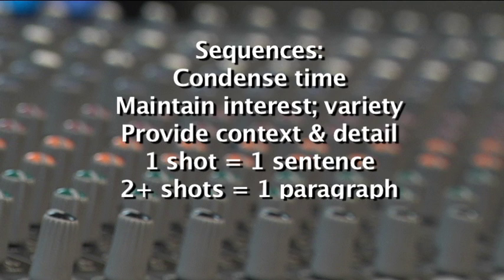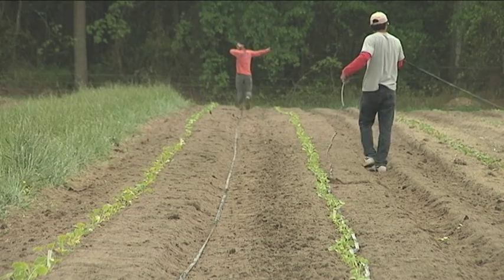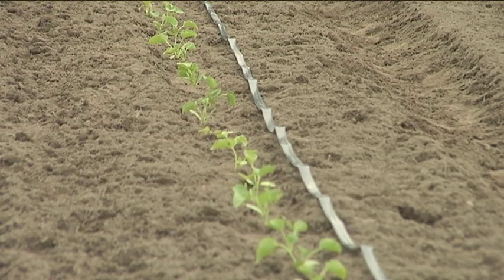Sequences condense time, maintain the viewer's interest by providing a variety of shots, and they provide context and detail for advancing the story. I like to think of a single visual shot as a complete sentence or thought, and a series of shots as a paragraph. Effective visual editing uses wide shots, medium shots, and close-ups to weave a coherent storyline.